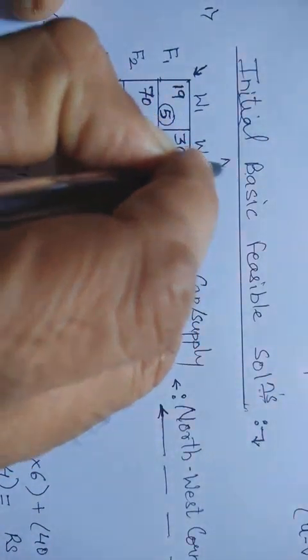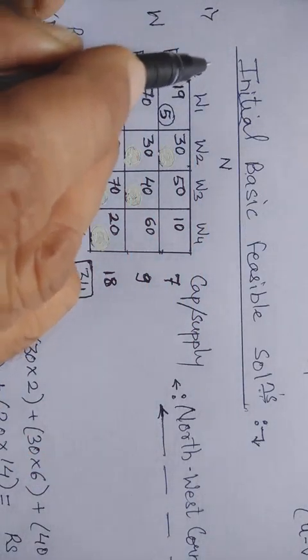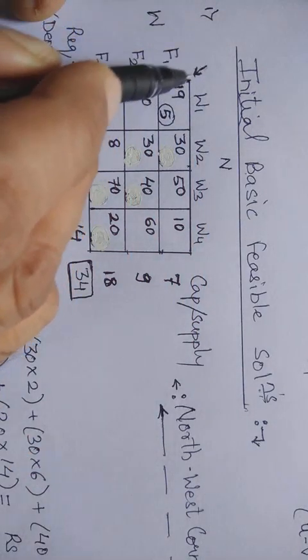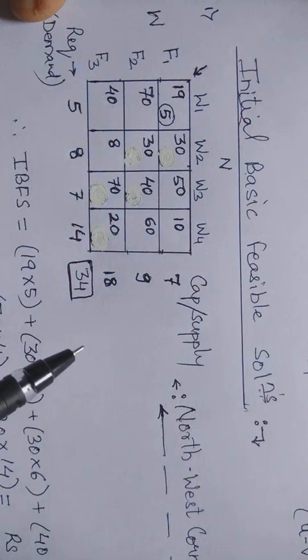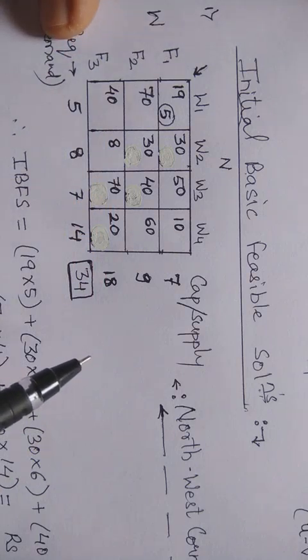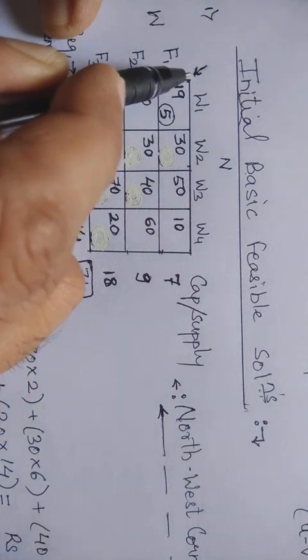Now, this is the north of the matrix, this is the west of the matrix, and this is the northwest corner of this matrix. So as per this method, always the warehouse has to purchase the material from the northwest corner factory only. Factories are supplying the materials or they are transporting the materials to warehouses. So now this is the northwest corner, correct?